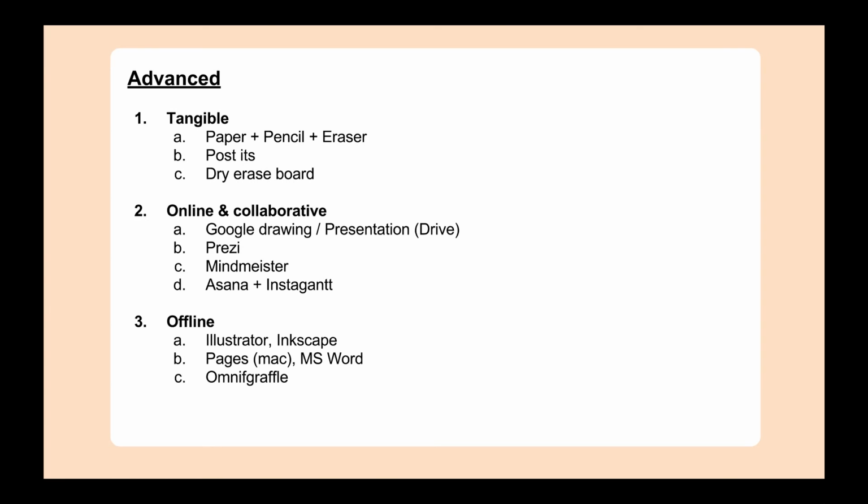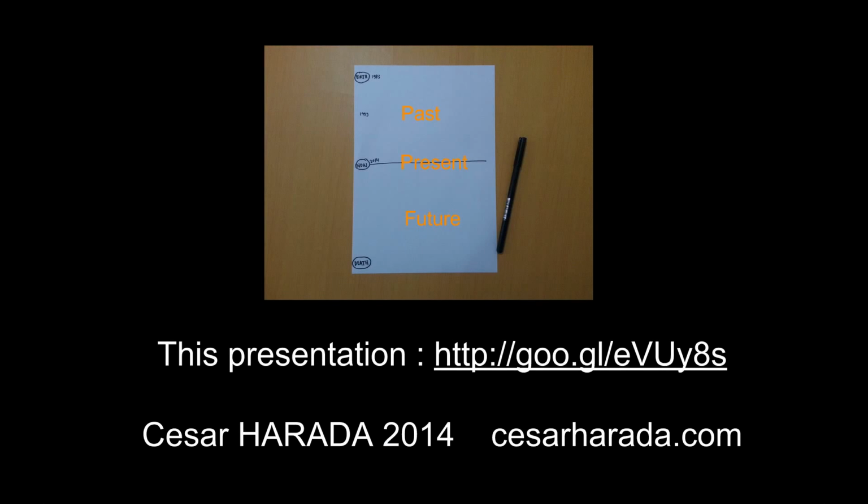And then of course you can work offline on vector software like Illustrator or Inkscape, Pages for Mac or Microsoft Word or OmniGraffle. Again, that's more Mac-oriented software. So I hope this presentation was helpful for you, and that you have a better grasp now of your past, your present, and maybe get more insight of what you want to do for your future.